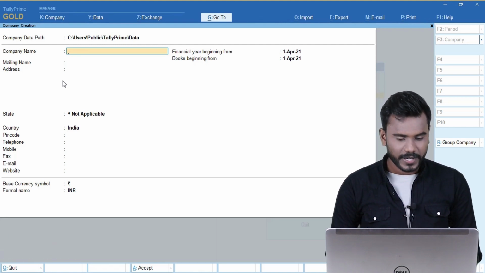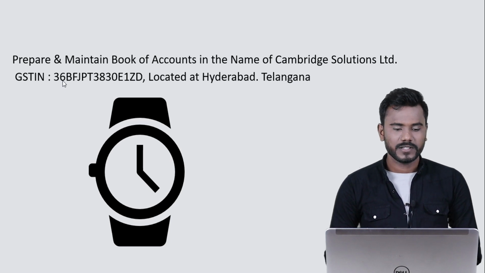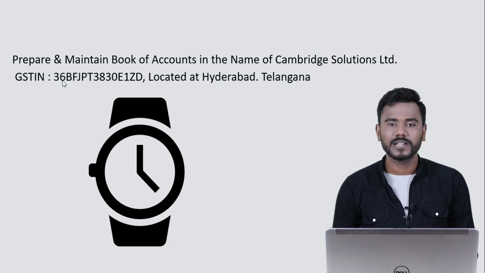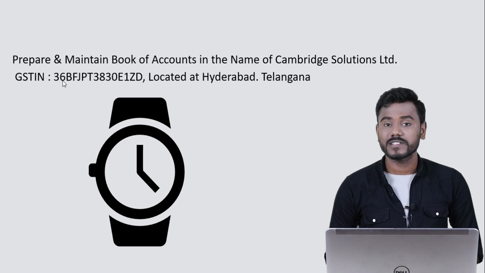Right now I'll be creating a new company in the name of Cambridge Solutions Limited. You can see, prepare and maintain books of accounts in the name of Cambridge Solutions Limited, and this company deals in watches. I'll be creating the new company by confirming the state as Telangana, with the GST number as well.